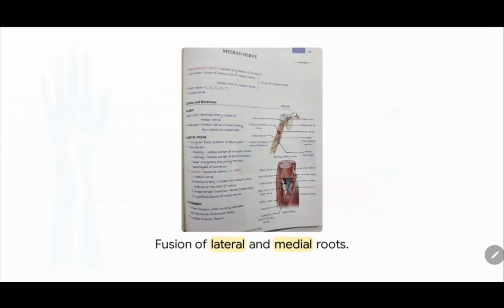Now look at this. Notice how the lateral root and medial root of the median nerve fuse together. But किसके ऊपर fuse हो रहे हैं? Right over the brachial artery to form the main trunk. ये relation बहुत ही important है आपके MCQs के लिए, so keep it in mind.